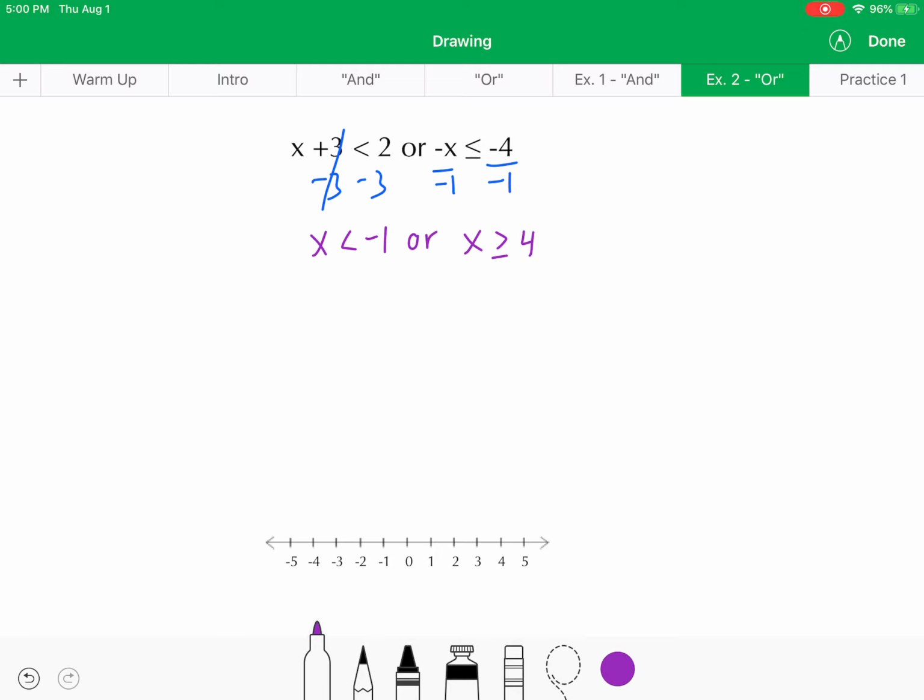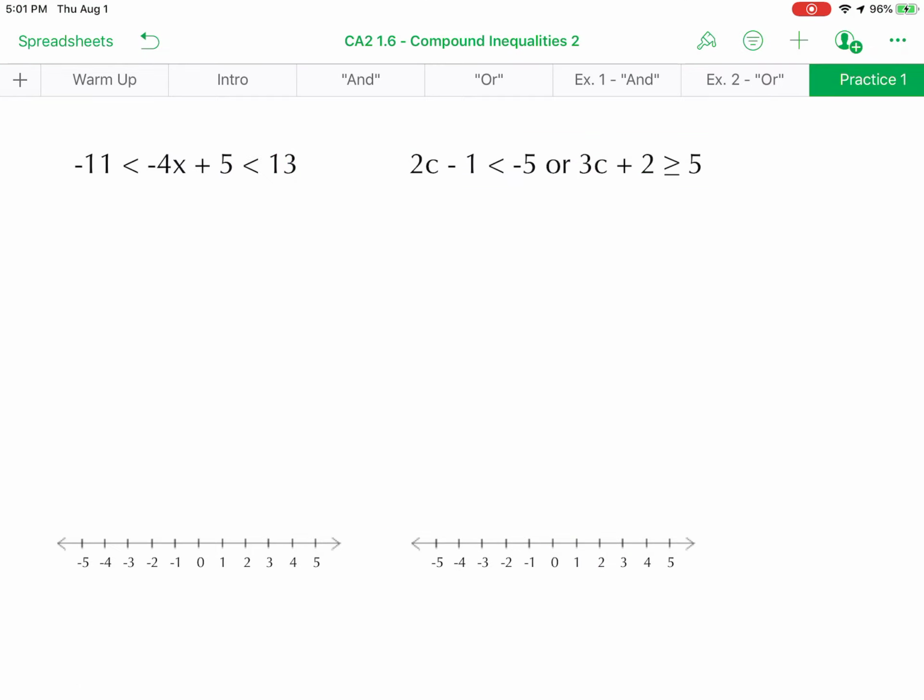All right, now before you circle that as your final answer, make sure you graph them both on the same number line and make sure it fits your standard or scenario. X is less than -1. X is greater than or equal to 4. Sure does. All right, pause the video, move on to these two practice problems, and then start the video back up to check your work.